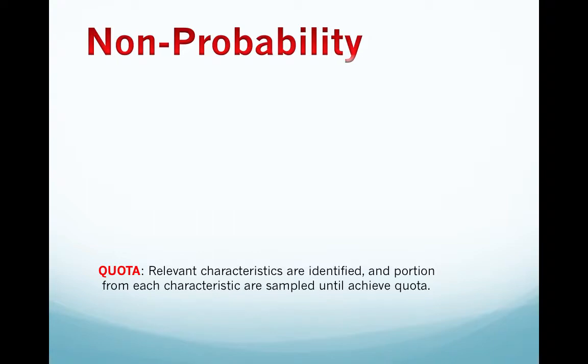The fourth non-probability sampling method is called quota sampling. In quota sampling, the researcher identifies relevant characteristics of a desired sample, and participants are selected until the quota of characteristics is obtained. With this technique, there is nothing random about how participants are selected. Let's look at an example with our Baylor study.